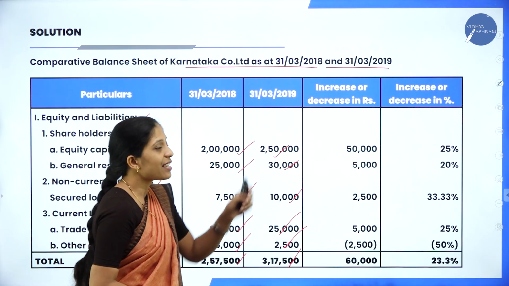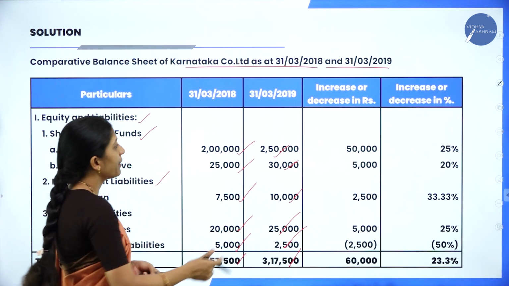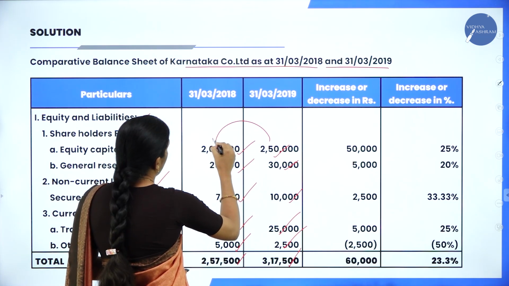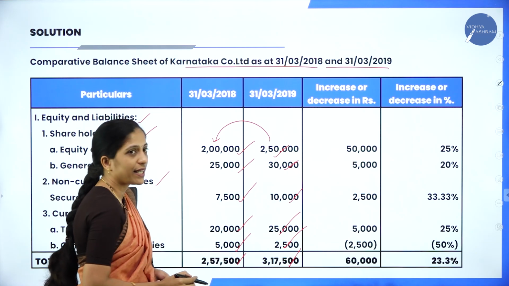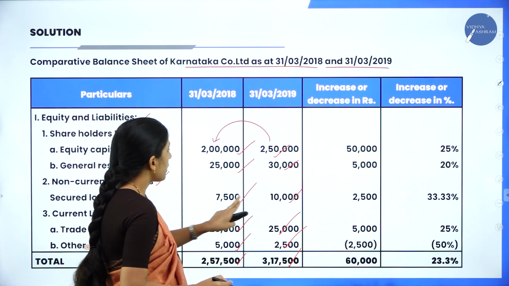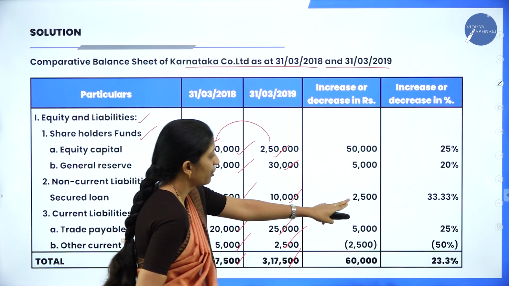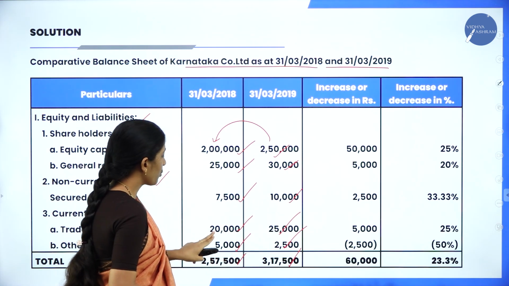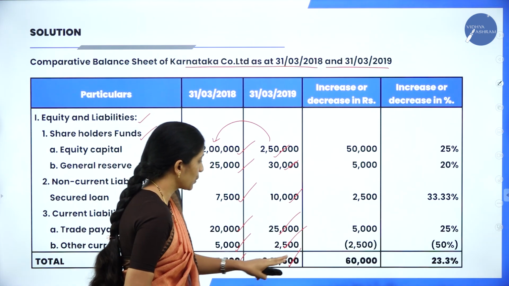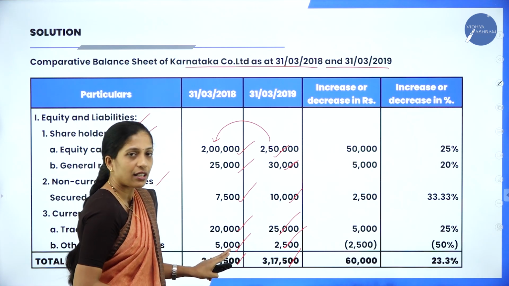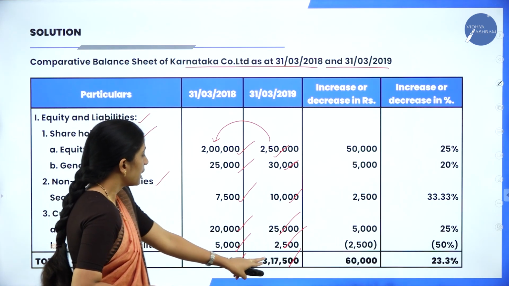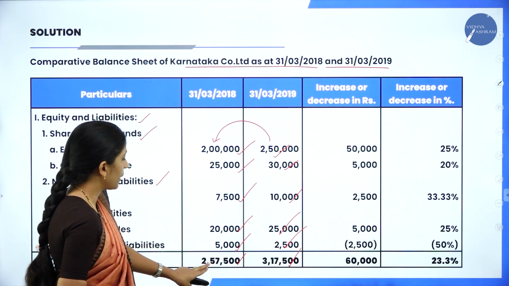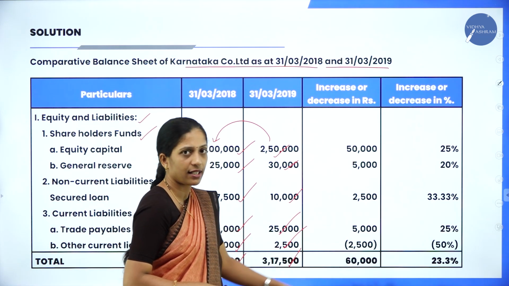Now, increase or decrease in rupees. How to write? 2,50,000 minus 2 lakh, so I'll get 50,000. 30,000 minus 25,000, 5,000. 10,000 minus 7,500, 2,500. 25,000 minus 20,000, 5,000. 2,500 minus 5,000, minus 2,500. So I have written it in the bracket. 3,17,500 minus 2,57,500, it is 60,000.